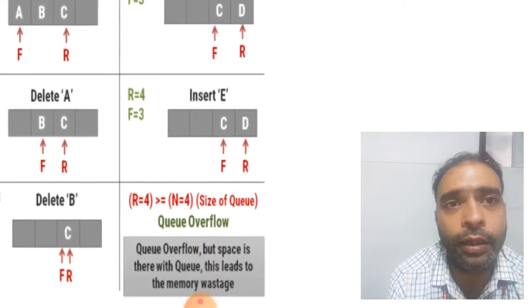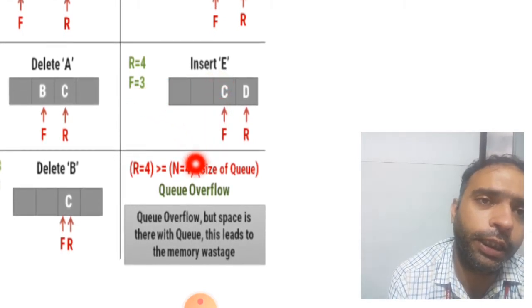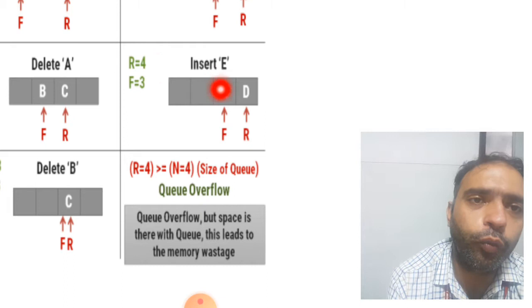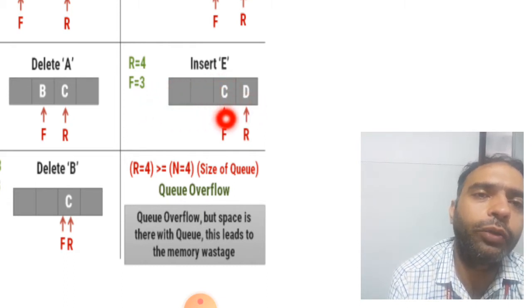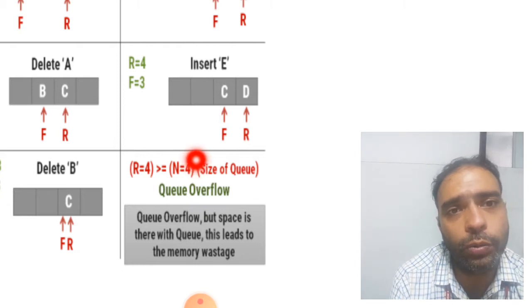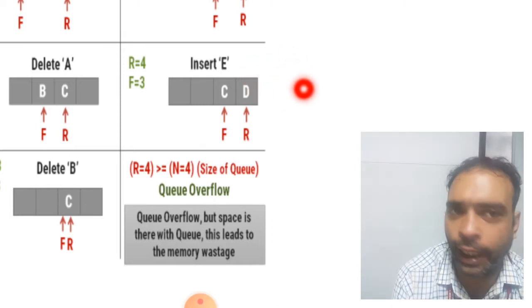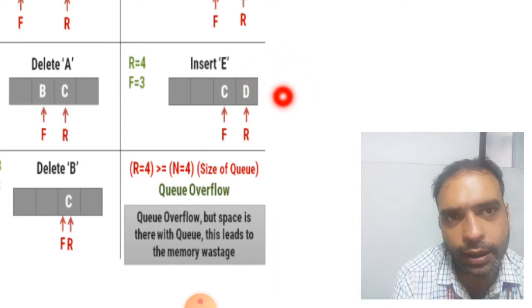So now next, here we are seeing, now we have to insert E here. So here R is equal to 4, right, and F is equal to 3. So here R is equal to 4, that is greater than or equal to N is equal to 4, तो size of the Q is now greater. इसके बाद तो कोई वैल्यू है नहीं जहाँ पे हम लोग कुछ इंसर्ट कर सके.